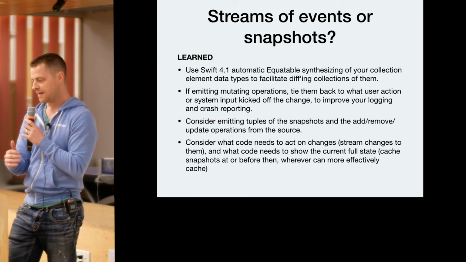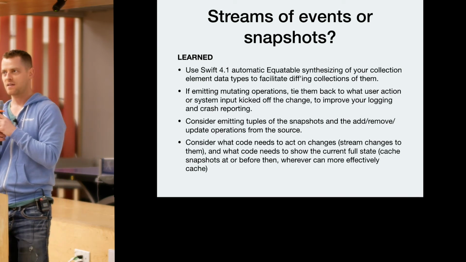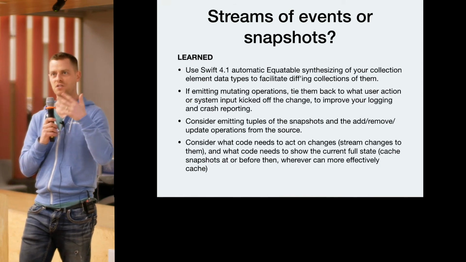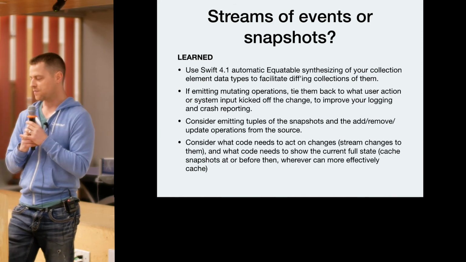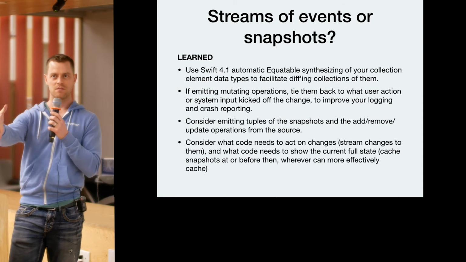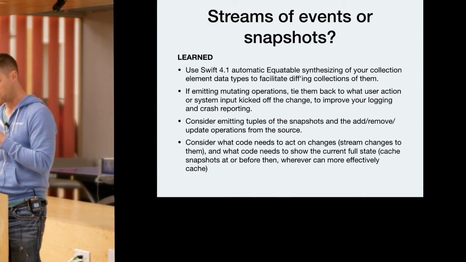So I learned, basically, thank God for Swift 4.1 automatic Equatable synthesizing. If you're just passing structs or collections of structs, or your model objects, then it's very easy to do the diffing. So you can just emit your whole collections, diff them, find out what changed, and reason on that.